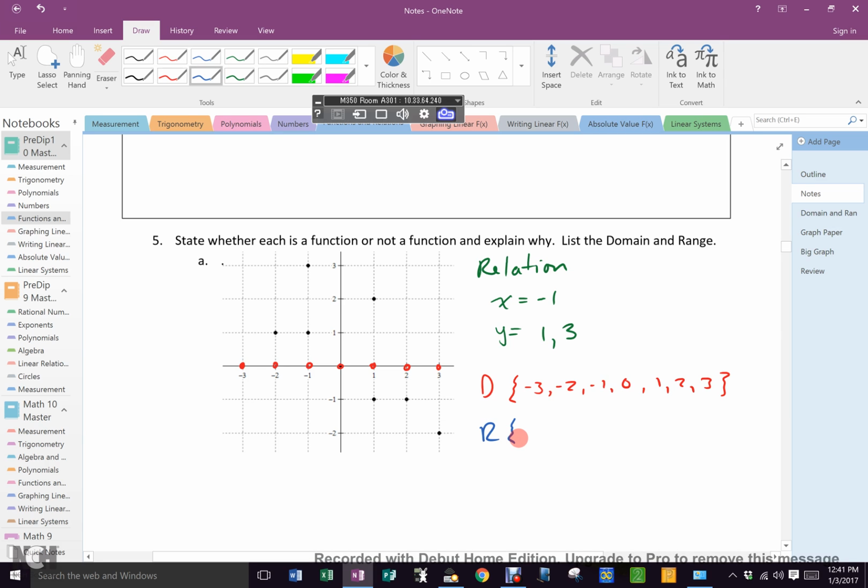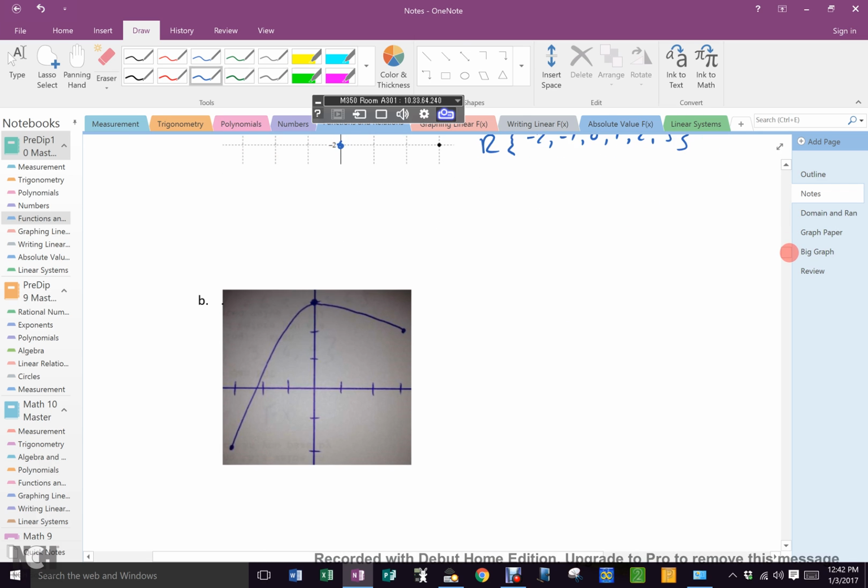Okay, what's the range? Am I looking at the x or the y axis now? Just the y-axis. -2, -1. There was 1 at 0. 1, 2, 3. -2, -1, 0, 1, 2, 3. Can everybody do function or relation and domain and range with dots? Is everybody good? Yeah? Okay. Take that knowledge that you have, look at this situation, and see if you can apply it.